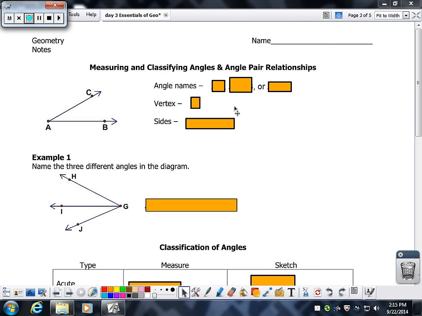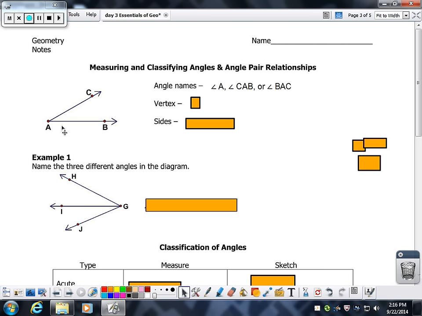Today we're going to be talking about measuring and classifying angles and angle pair relationships. So angle names, for example, this angle to the left can be called angle A. It could be called angle CAB, or it could be called angle BAC. Notice each time the A has to be in the middle because A is our vertex. The sides of this angle, and notice they're both rays, are going to be ray AB and ray AC.